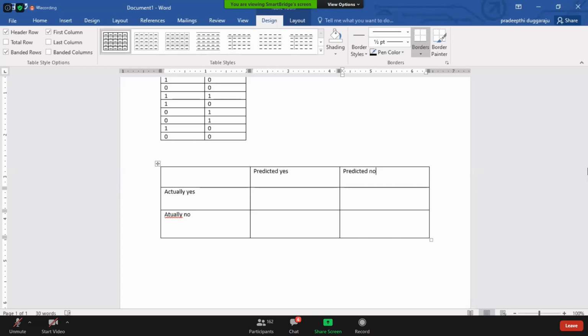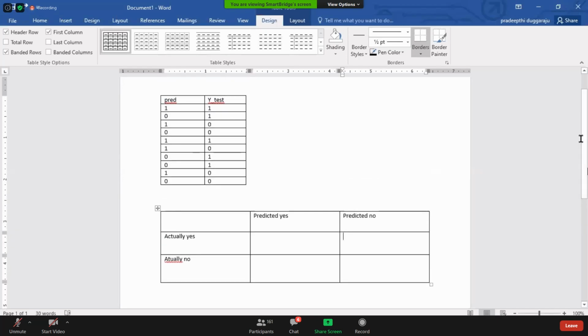So in a confusion matrix, you will have 4 cells. This cell is for true predictions, and this cell is also for true predictions. These two, off the diagonal, this one as well as this one, are wrong predictions, right? So how do you calculate this?